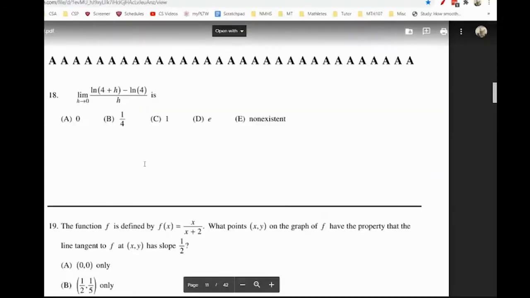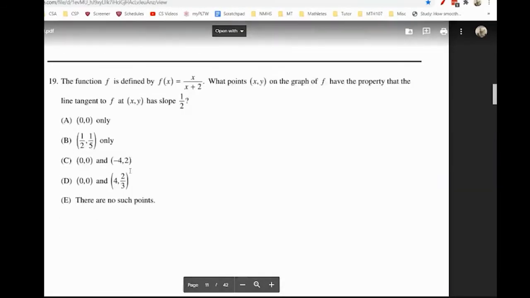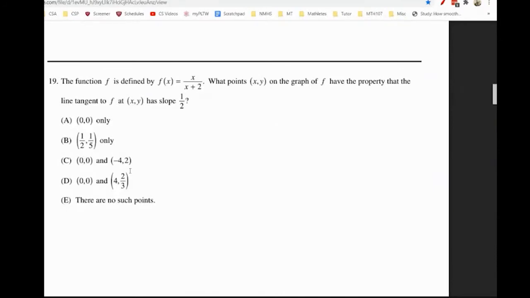Okay, 19 you can definitely do, and it's one of those ridiculous ones where it has a lot of terms and stuff like that on it. Lots of stuff to break down. So I'll give you a couple minutes for 19.